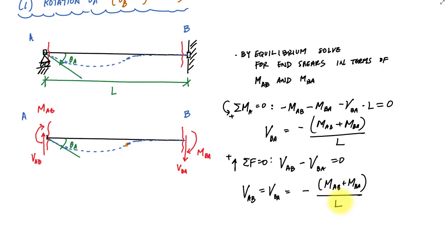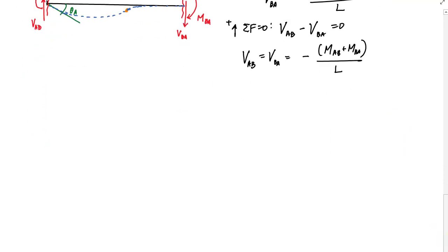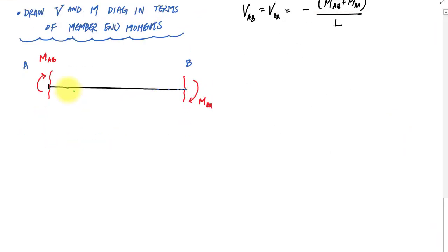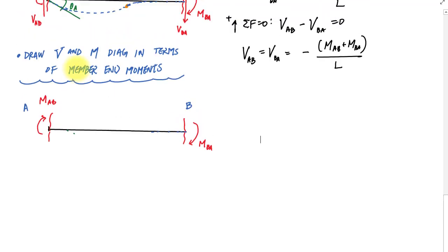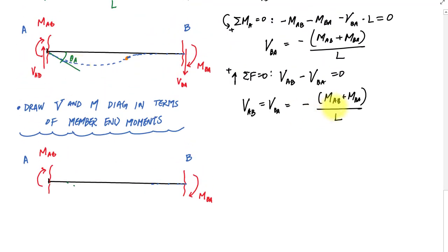And I could go even further now. I could even draw the shear and moment diagrams in terms of MAB and MBA. So here's the member. I have the end moments, and then I know that the shear at AB from my original drawing is negative MAB plus MBA over L. That negative just means that that shear should point the other direction. And so here I would have a shear force pointing down, which has a magnitude of MAB plus MBA over L, and then equal and opposite on the other side here.